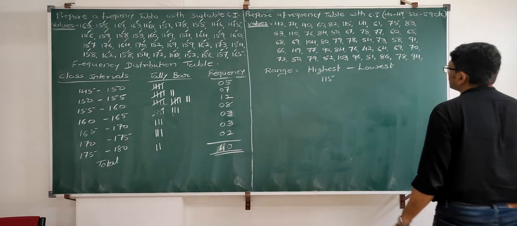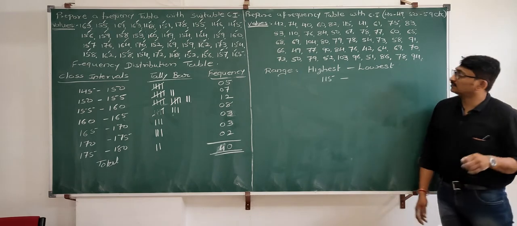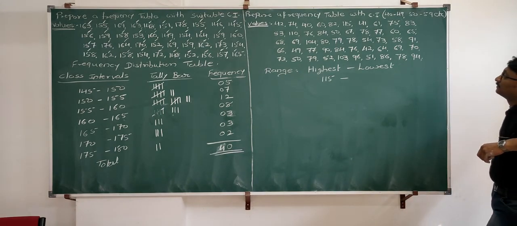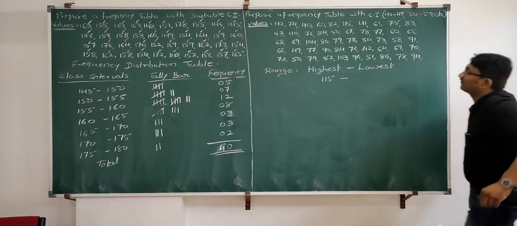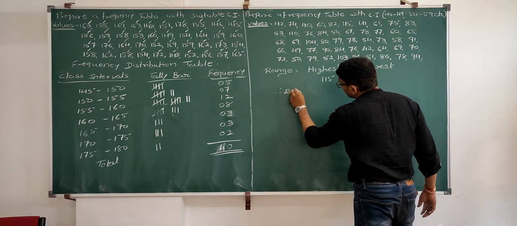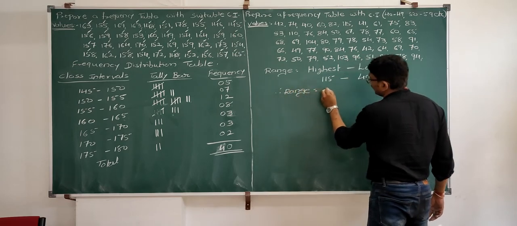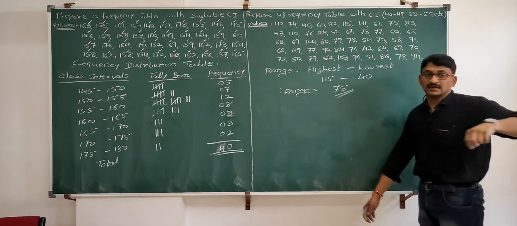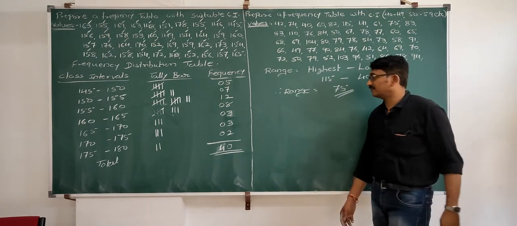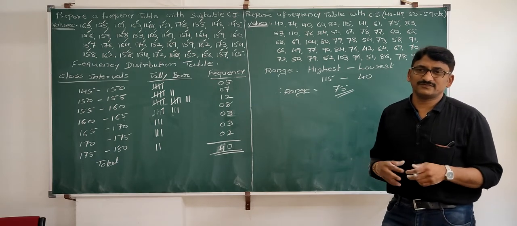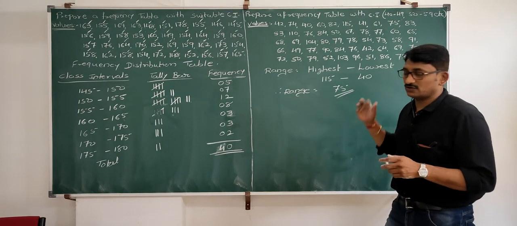Lowest value is, check the lowest value, 41, 40. 40 is the lowest. Therefore, range value is 70. Range value is 75. Okay. You have to calculate the range, whether it is of our use or not.